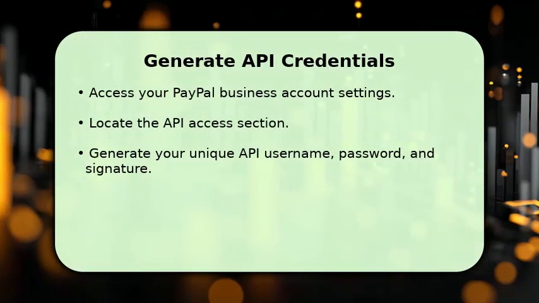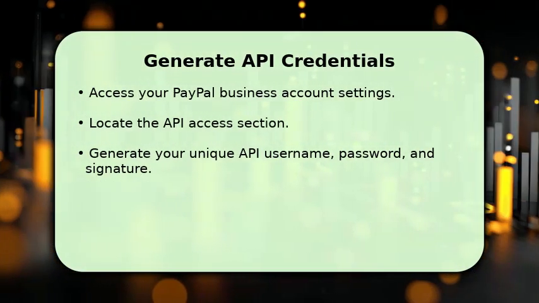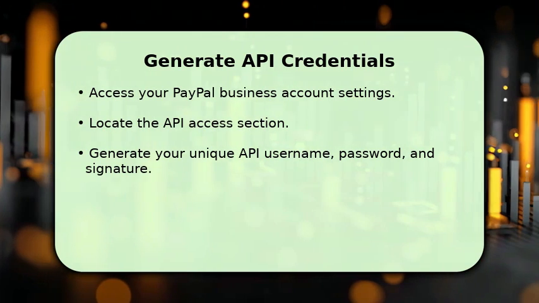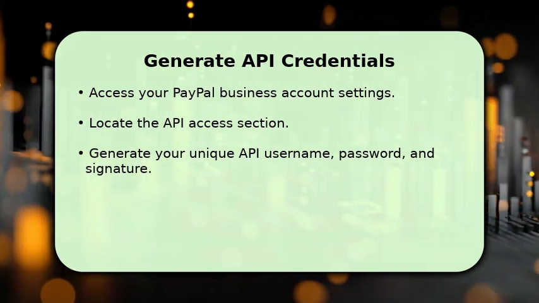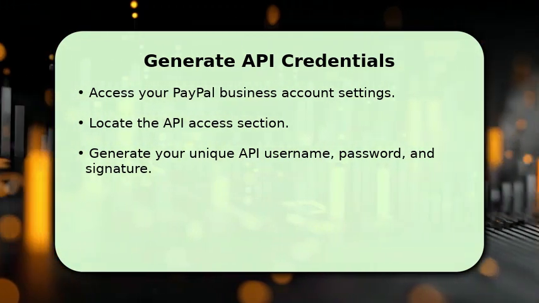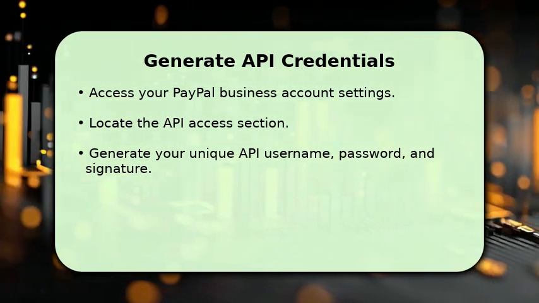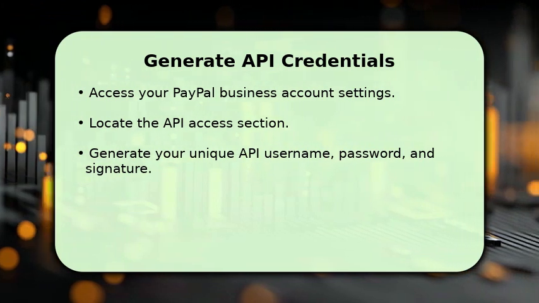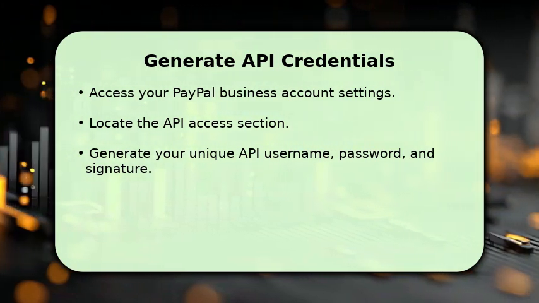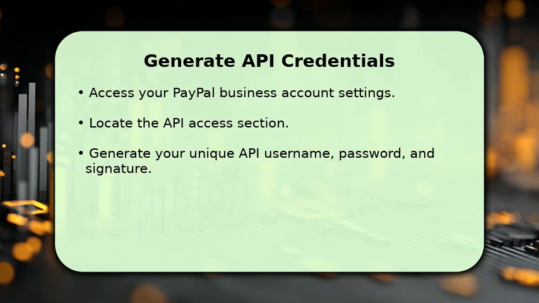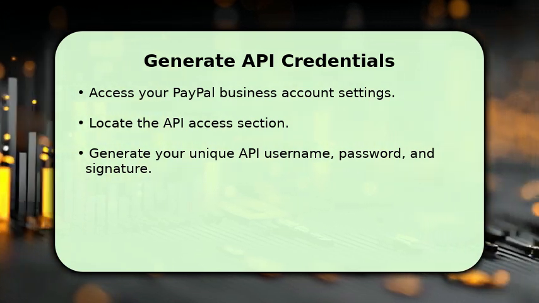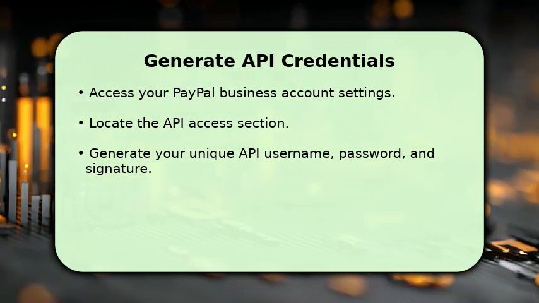Once your business account is ready, navigate to your account settings within PayPal. Look for the API Access section, often under Account Settings or Tools. Here, you will generate your specific API username, password, and signature, which are unique identifiers for your gateway. Treat these credentials with extreme confidentiality, as they are crucial for secure transactions on your platform.